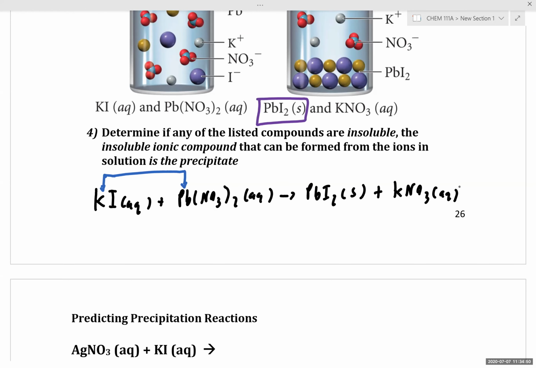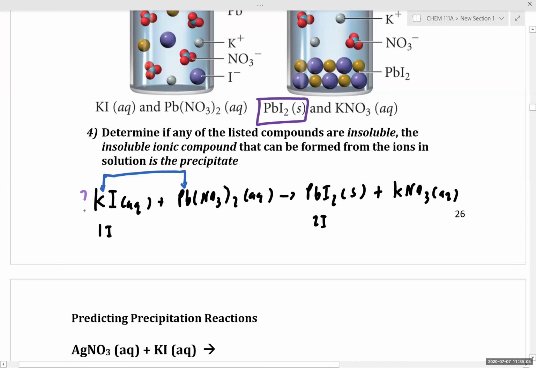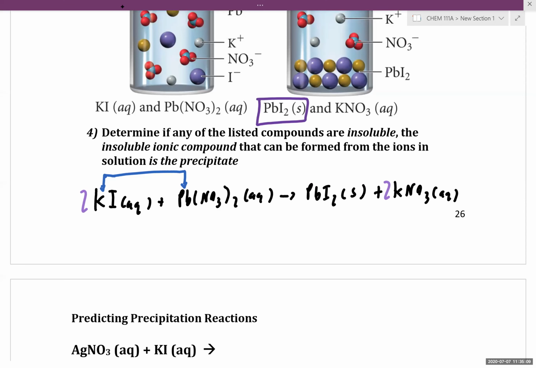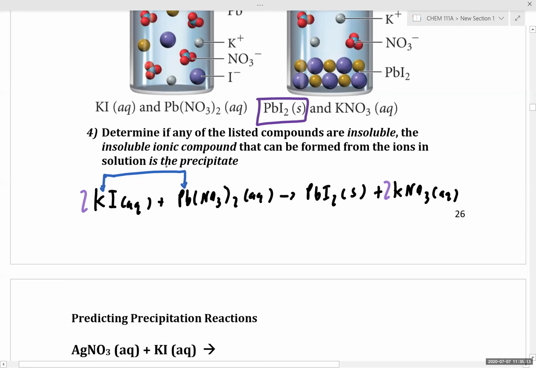No, it's not. So looking, we have 2 iodides on the right. We have 1 iodide on the left. So we need a coefficient of 2 in front of potassium iodide and a coefficient of 2 in front of potassium nitrate. So there we go. Now our equation's balanced.